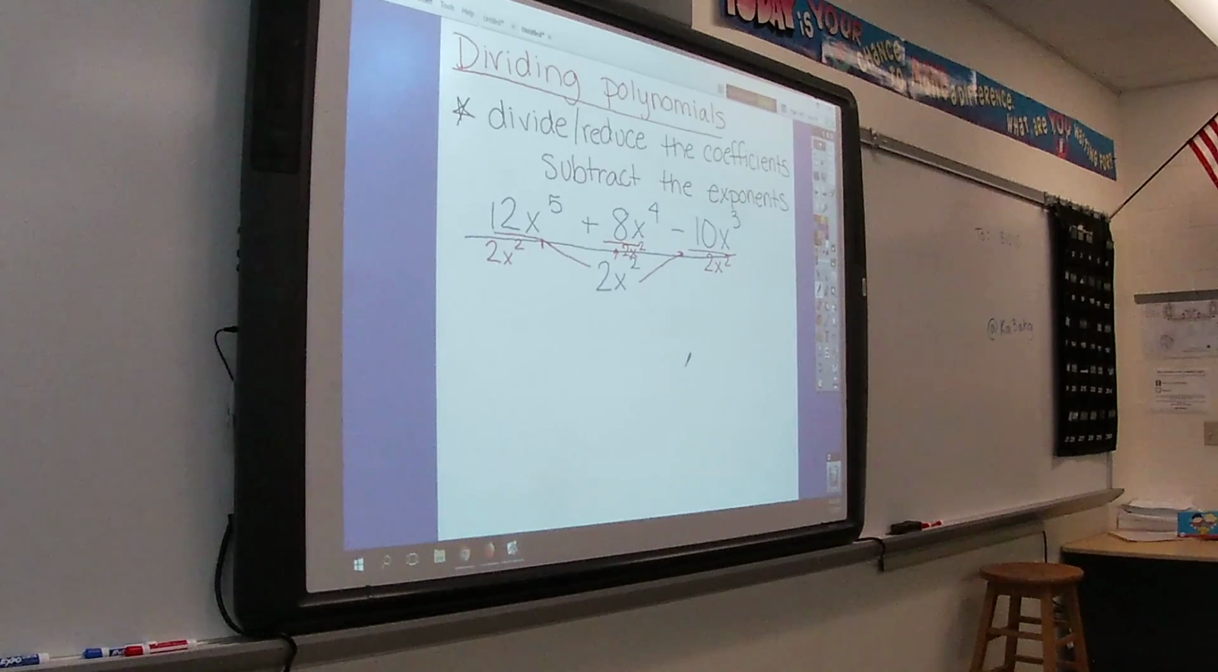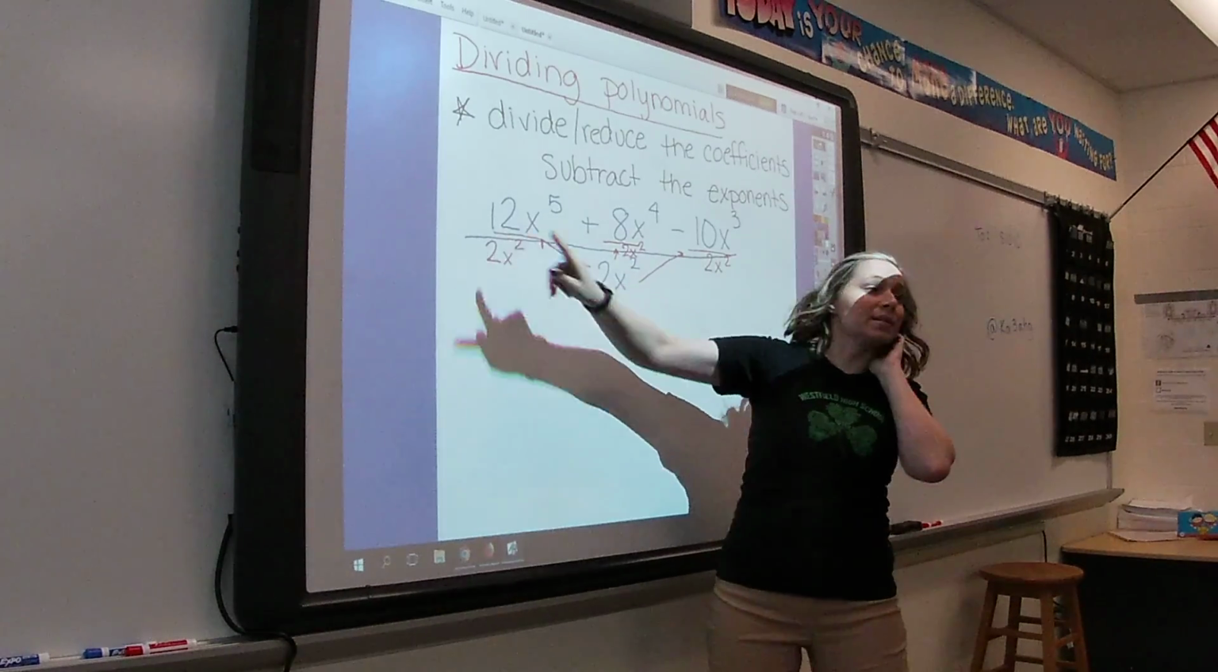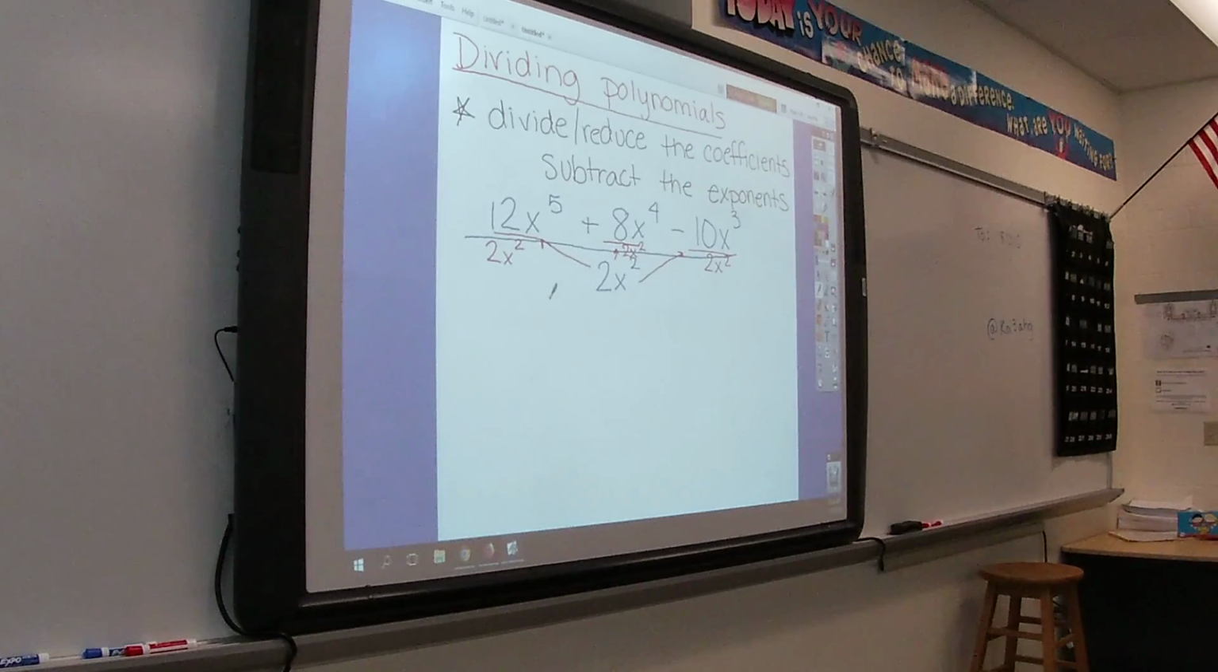Is that a question, Josh? Yeah, is that 12x? I was just pointing the arrow right here. No, for the first. Oh, 12. 12x to the 5th. Yeah, oh, sorry. Just divide all of them by 2x squared.